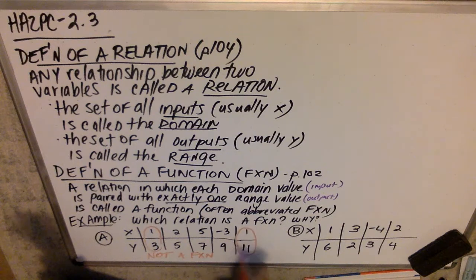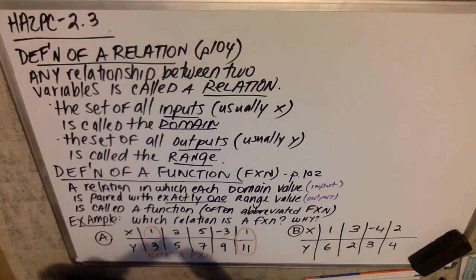If you input 1, you could get two different outputs. You could input 1 and get 3, or you could input 1 and get 11. That's not a function. In order to get a function, any input I give you, there should be one unique right answer for the output.